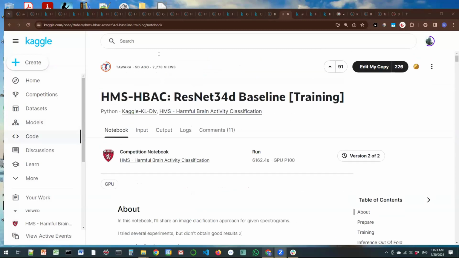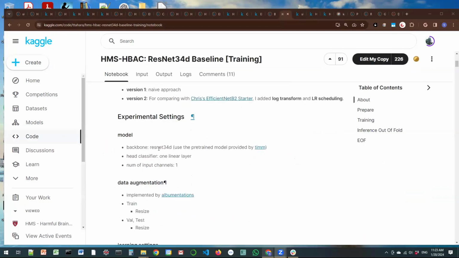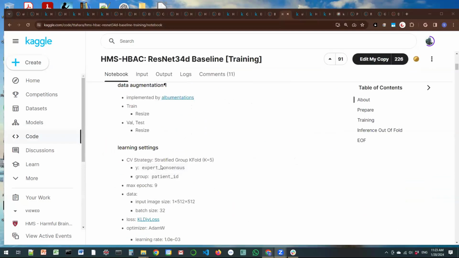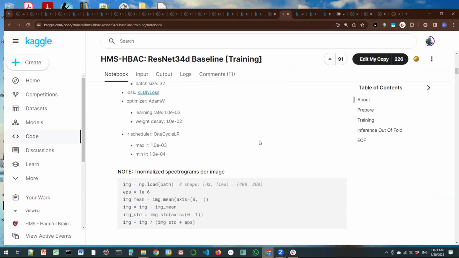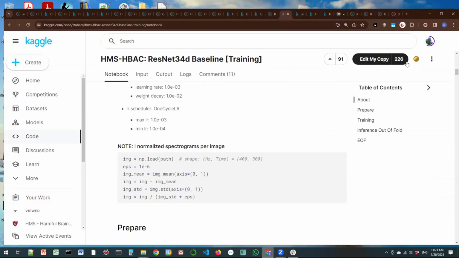This is the one that I'm referring to. This is the one which has the 512 by 512 training, and it's not the 224 by 224. It converts it to a single 512 by 512 at size 32, and then you obviously normalize the image and all that.